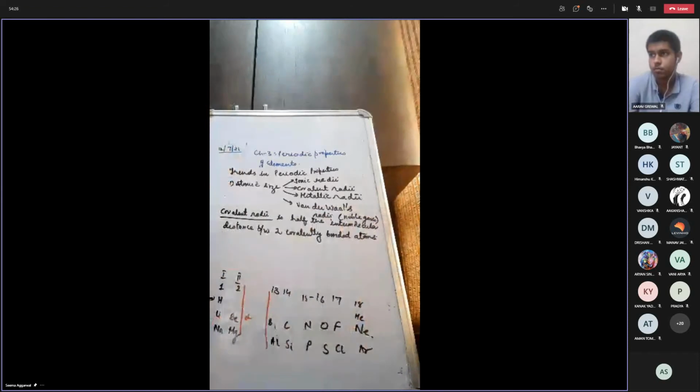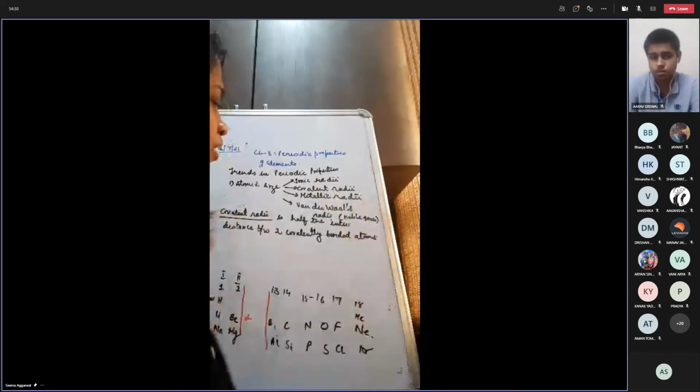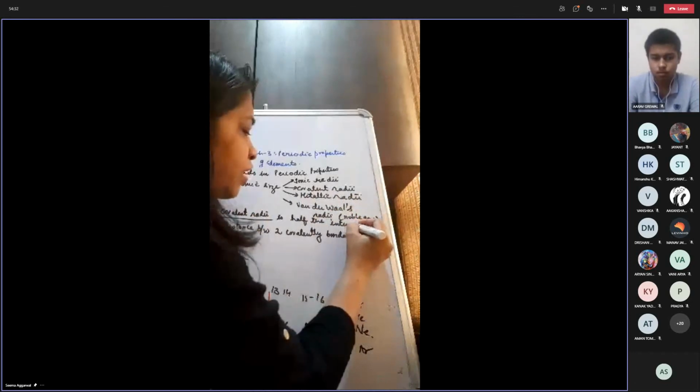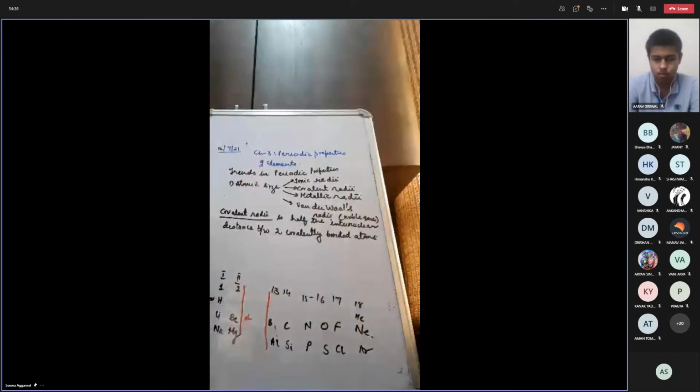Half the internuclear distance, make it nuclear, will be more accurate. Half the internuclear distance between two covalently bonded atoms. So this is called covalent radii.